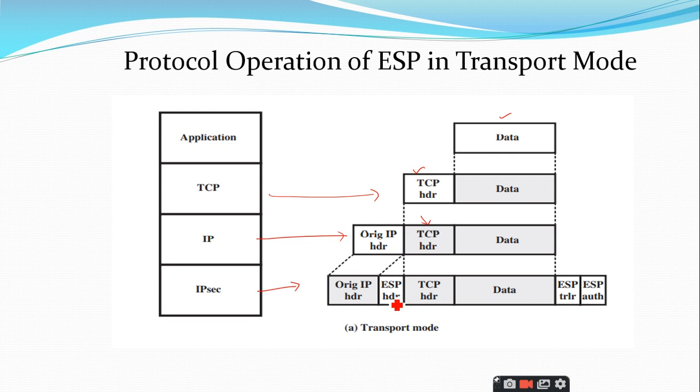If you have IPsec, this is the transport mode. So, you are going to encrypt from here to here, and the ESP header is added, and the original IP header remains the same. If authentication is there, you are going to add the ESP authentication.